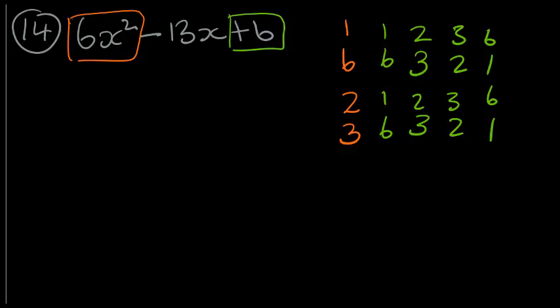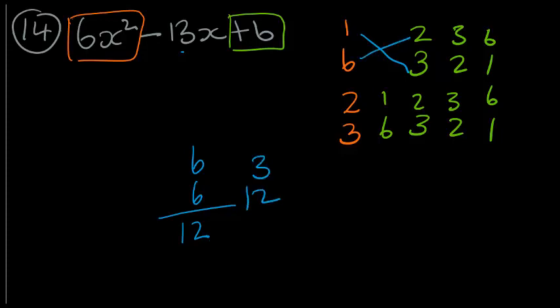So let's start on the first one. 1 and 6 gives me 6. 1 and 6 gives me 6. Add them up, I get 12. I want 13. So that's not going to work. Can remove that. 1 and 3 gives me 3. 6 and 2 gives me 12. 12 and 3. If I add them, I get 15. Or if I subtract 12 minus 3, I get 9. So that is not what I want. So this is not the right option.